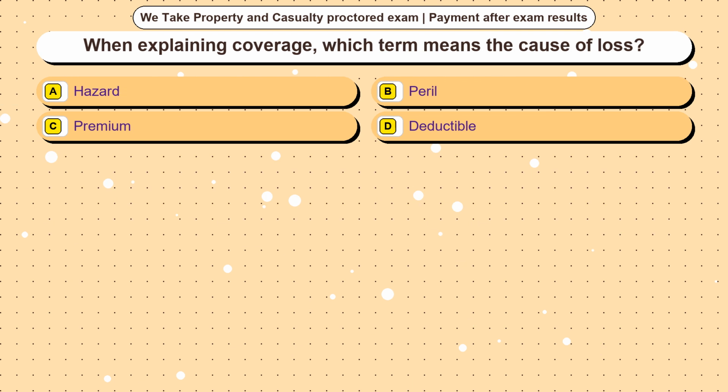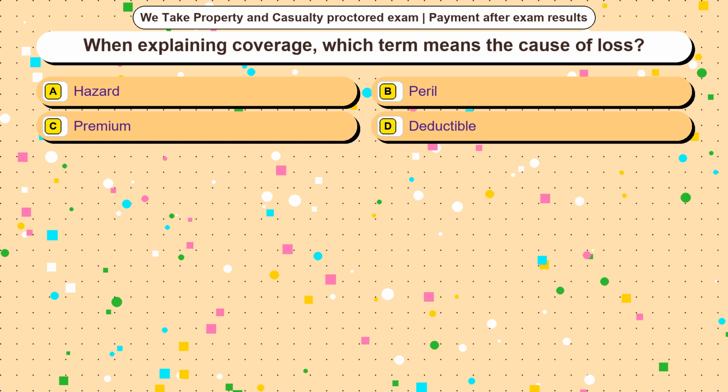Question 8. When explaining coverage, which term means the cause of loss? Option A, hazard. Option B, peril. Option C, premium. Option D, deductible. The correct answer is option.